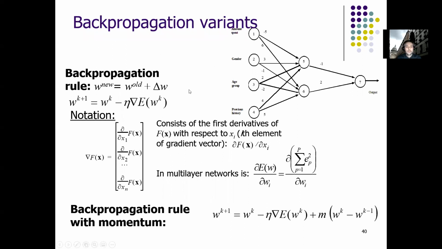In a more compact formulation, this is how the backpropagation rule works, which is the new weight equals the old weight plus the correction. The correction depends on the negative of the gradient, and eta is the learning rate. Okay, so this nabla of E is the Jacobian matrix, which is given by this kind of equation. Instead of F, which is the general term that is used in optimization, here the function is the error function.